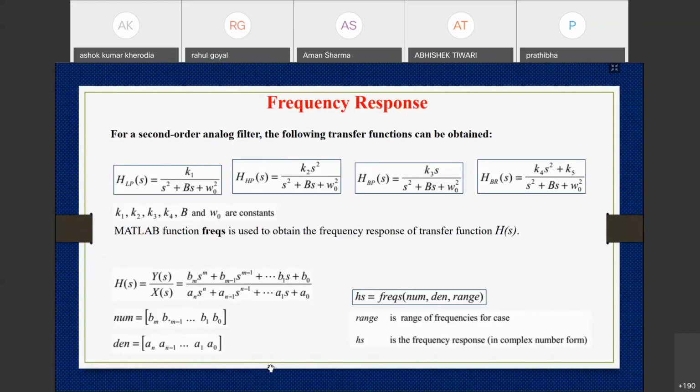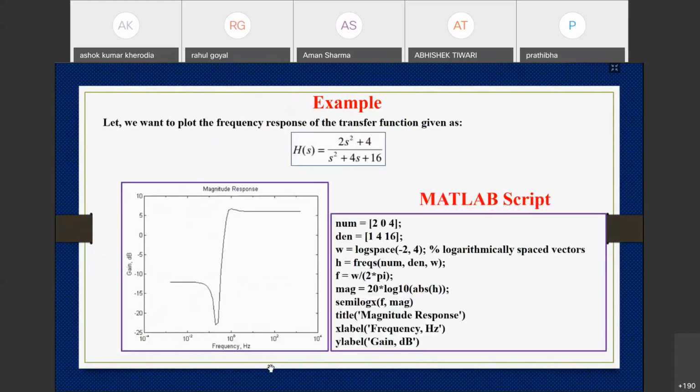Suppose you have been given this transfer function H(s) equal to 2s square plus 4 upon s square plus 4s plus 16. You will enter the numerator, that is 2s square plus 0s plus 4 actually. So you enter 2, 0 and 4. Then you enter the coefficients of the denominator, that is 1, 4 and 16.